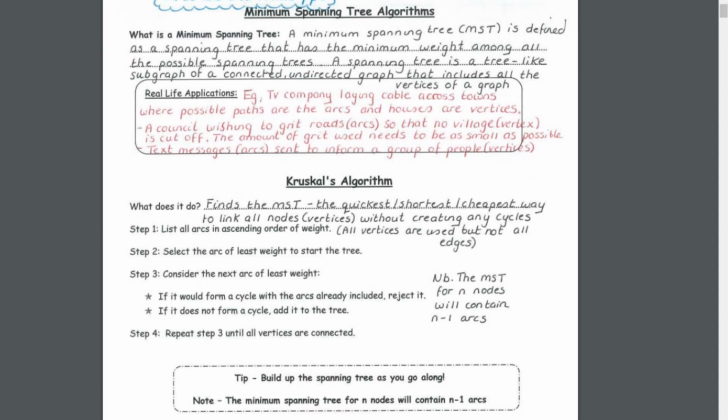A spanning tree includes all of the nodes in a graph, and a minimum spanning tree is on a graph that's got weights on its arcs, so a network, and it has the minimum weight getting to all of those nodes.